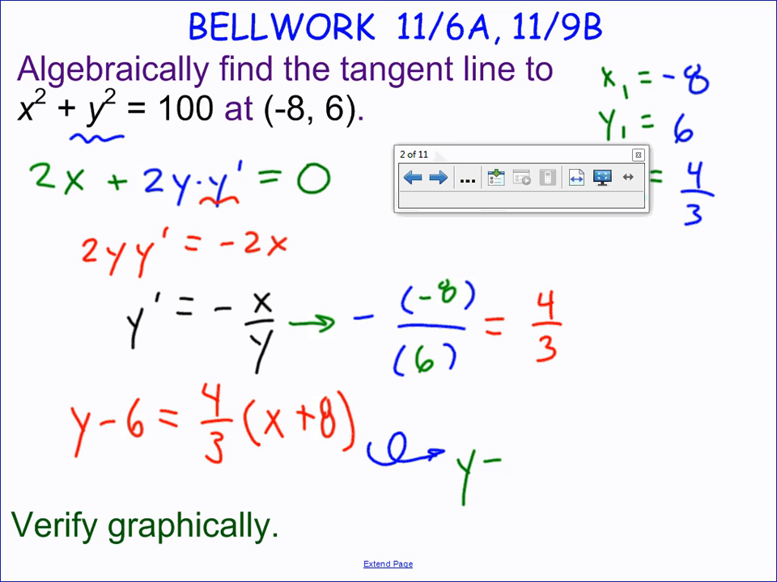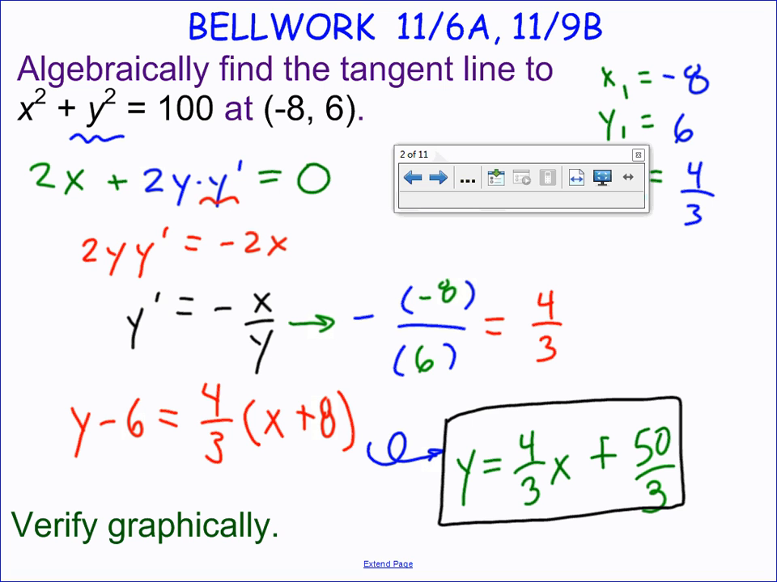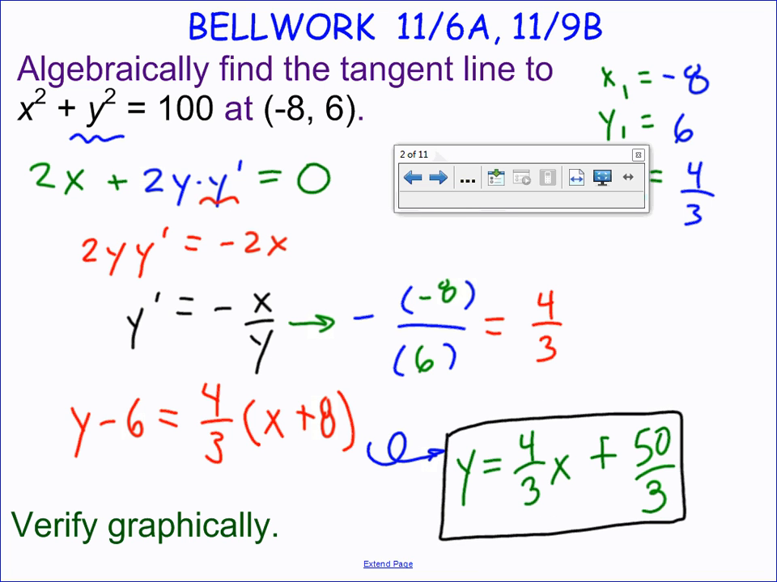I'll get y equals 4/3 x. And if we were to solve that for y, it looks like we could multiply across and get 32/3. Right, 32/3 plus 6 would be plus 18/3. So what is that? 50/3? 50/3? And that's plus. Okay. So we've gone ahead and rewritten this solved for y so we can check our tangent line graphically. So everybody to the graphers.